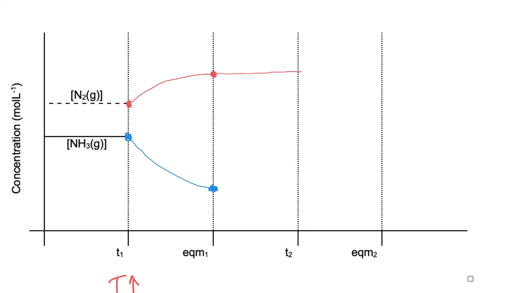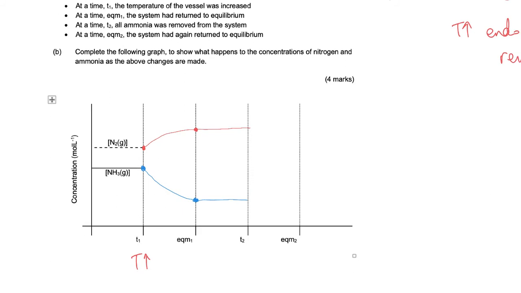So then T2, what happens? At T2, all the ammonia was removed from the system. So the NH3, which is this one, all of it was removed from the system, so its concentration goes down to 0. What happens to the other one? Nothing yet, not at that point in time.